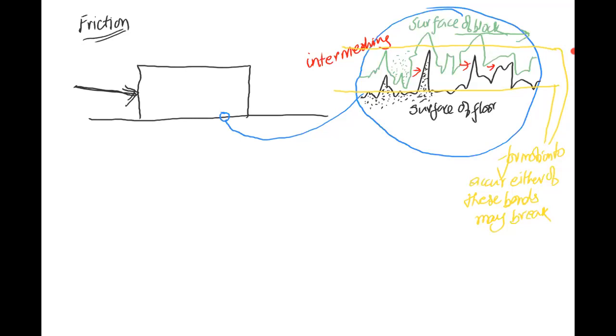What has happened at the microscopic level? Look at the picture that I have drawn. क्या होएगा? ये intermeshing will increase. Intermeshing will increase. So if you apply a force on the object in the downward direction, this will increase the intermeshing between the two surfaces.